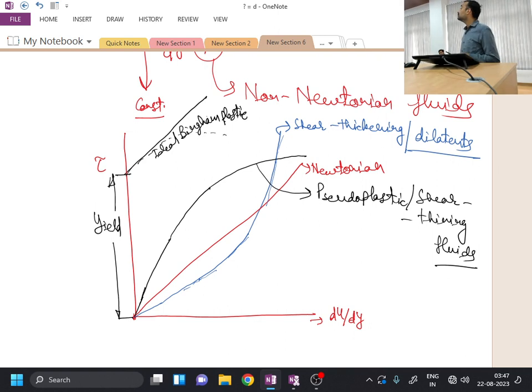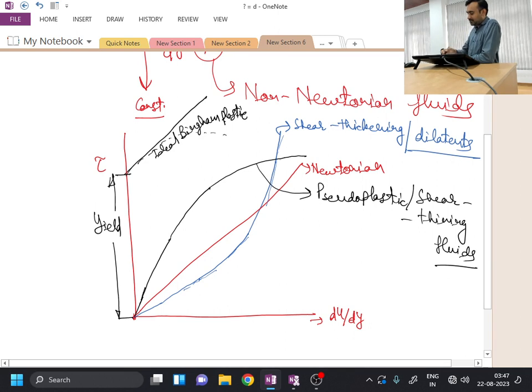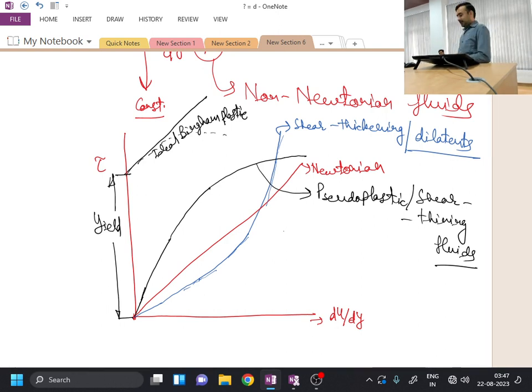Cornstarch. Yes, cornstarch. Cornstarch comes in one of these two categories. Which one, try to identify? Either shear thinning or shear thickening. Okay.